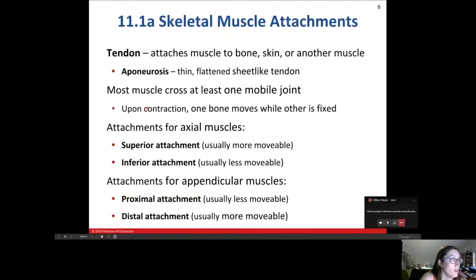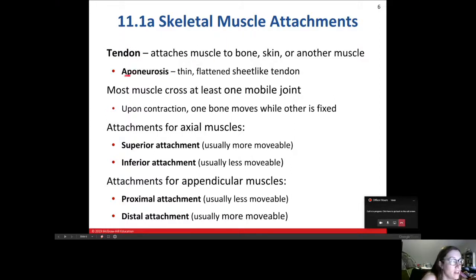So how do muscles attach to bone? The main way the muscle is attached to either bone, skin, or another muscle is by a tendon. A tendon is going to be made of dense, regular connective tissue, and it's going to be a continuation of those connective tissue coverings of the muscle. So we had the endomysium and the perimysium and the epimysium, and those are going to come together to become the tendon.